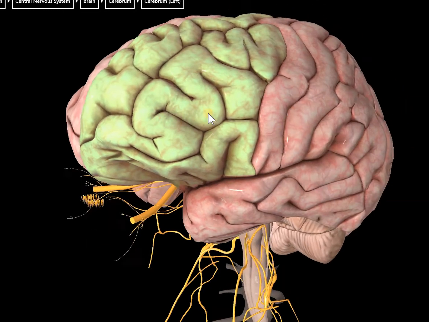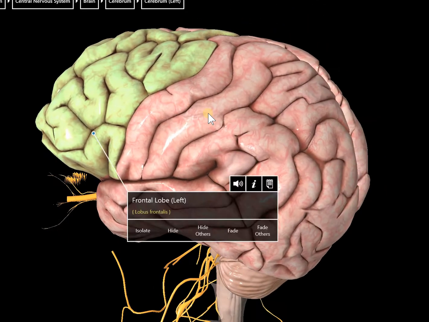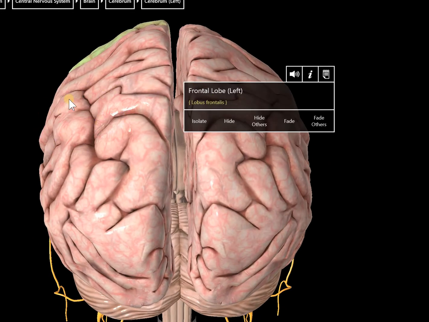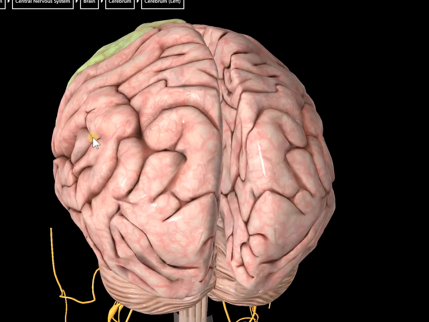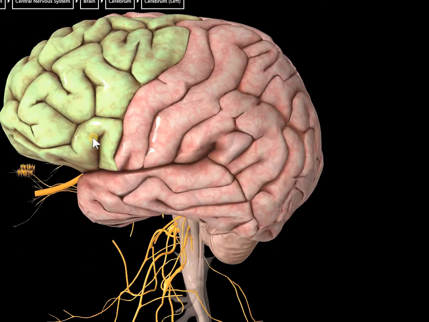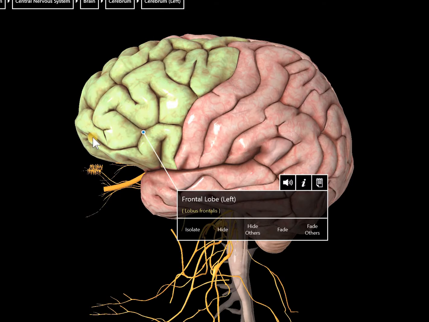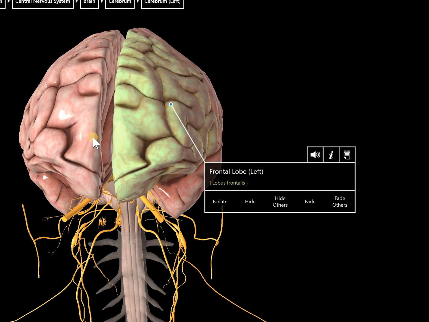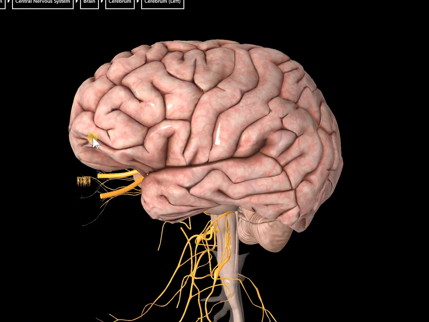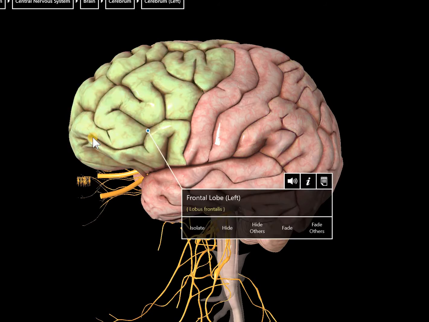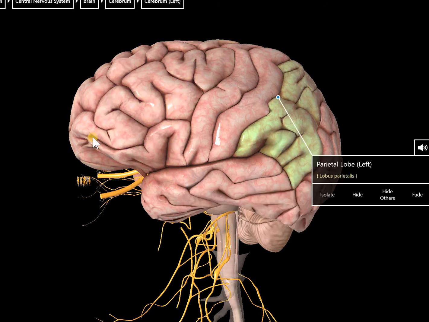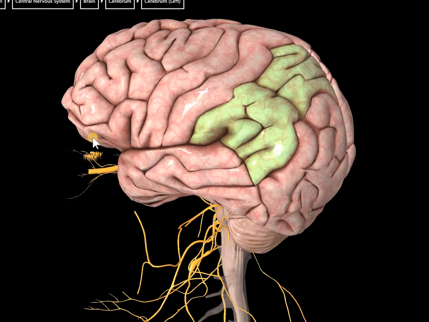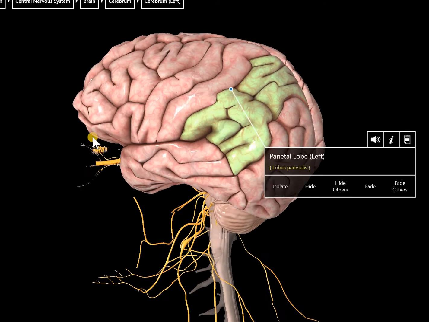So this is this person's left brain, the side we're looking at over here. All right, so there's the frontal lobe. Of course, you have a right and left frontal lobe. Here's the parietal lobe. Happens to be the left parietal lobe. You do have a right and left parietal lobe.